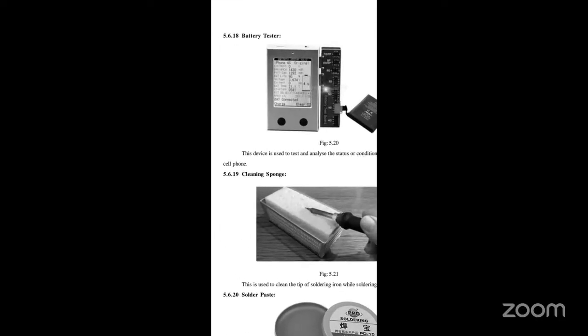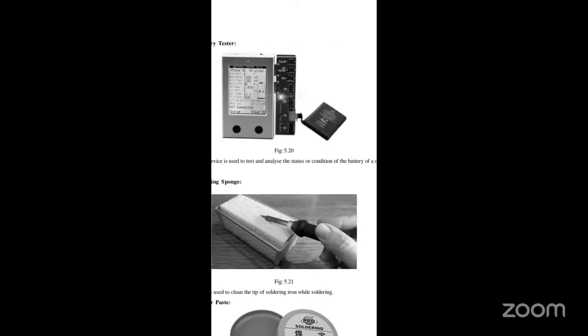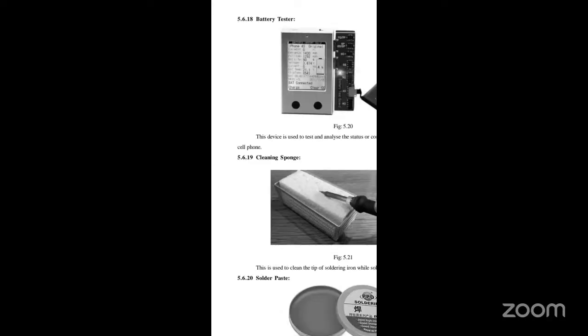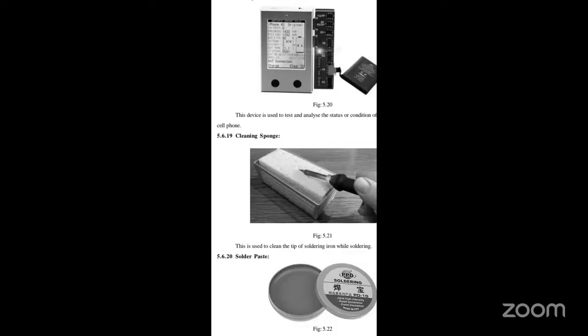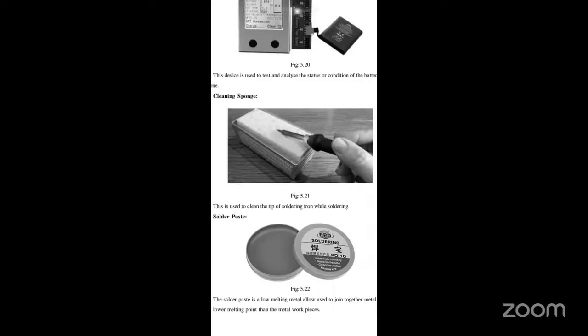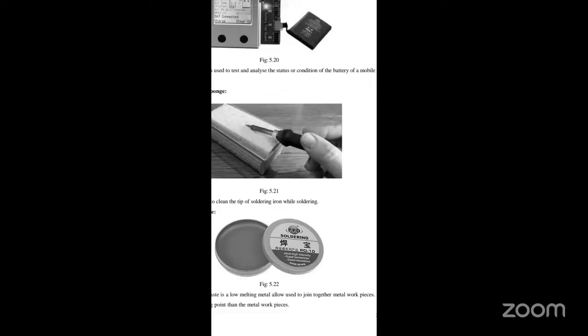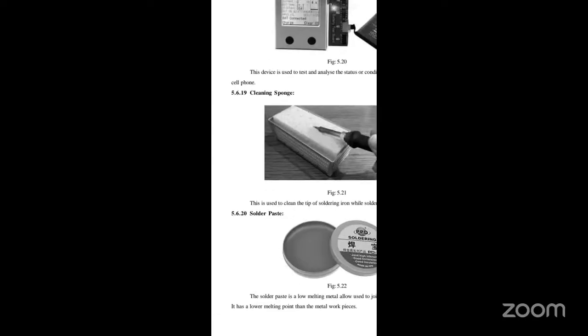Now, battery tester. This device is used to test and analyze the status or condition of the battery of a mobile cell phone. Next, cleaning sponge. This is used to clean the soldering iron while soldering. Next, solder paste.